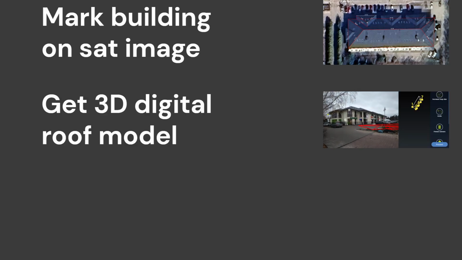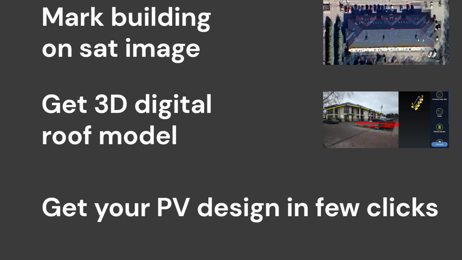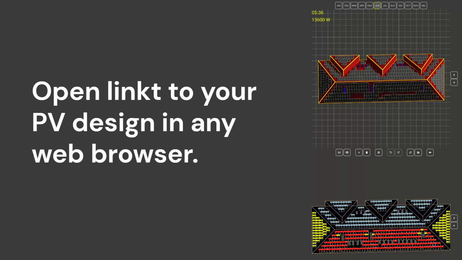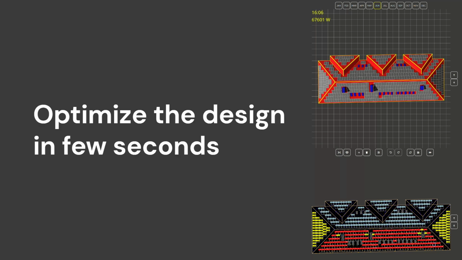Use ScanTheSun software to mark your building on satellite image. Then get your roof three-dimensional digital model with augmented reality feature. Select your desired solar panel model, the installation type, and finish your design with few clicks. Right after that, you will obtain a link to your photovoltaic installation design where you can make important optimizations within few seconds.